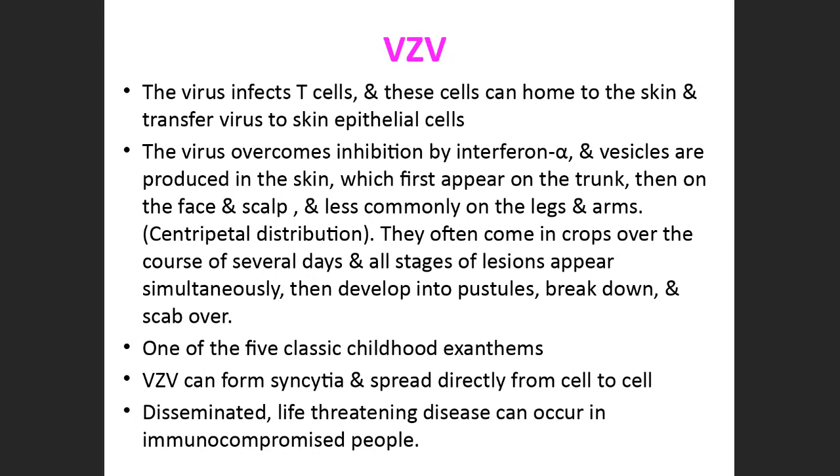This varicella zoster virus can form syncytia. This is the cytopathogenic effect we spoke before about. So the CPE shown by this virus is syncytia formation, like all the cells get clubbed and it forms a giant cell, and they spread directly from cell to cell. A disseminated life-threatening disease can occur in immunocompromised people.